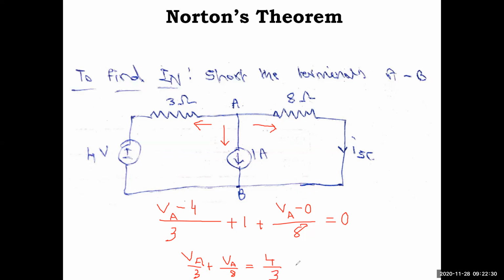Then here plus 1 is there. I will take it as minus 1. And here minus 0 by 8 is there. It does not have any significance. So this is the final equation you get.